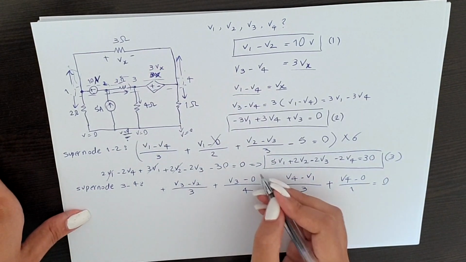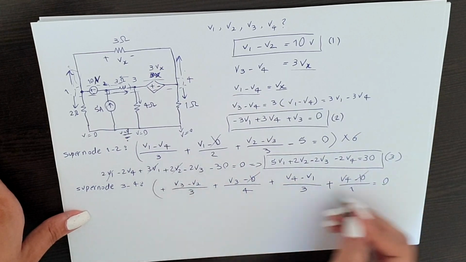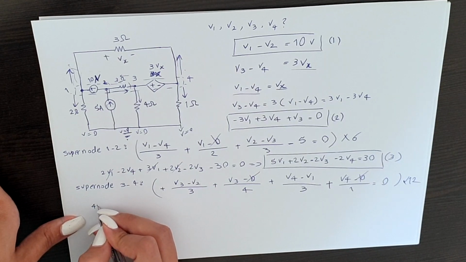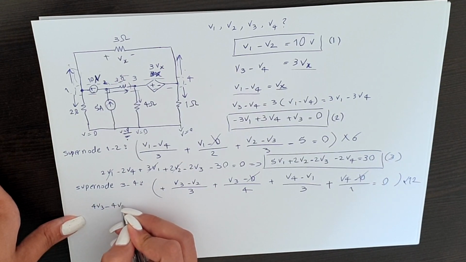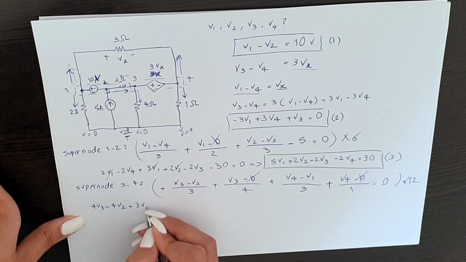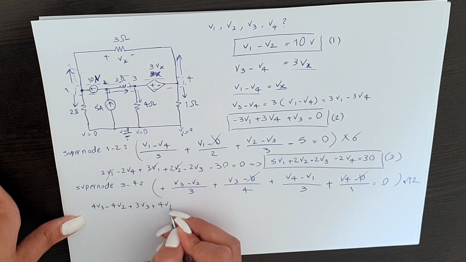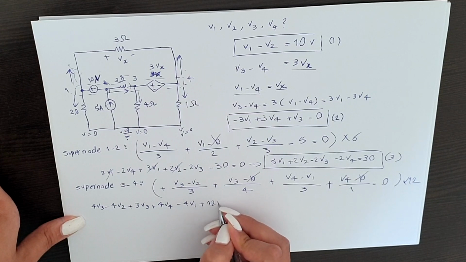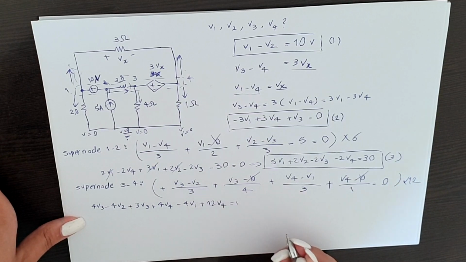So to make this easier, we multiply it by 12. And what it gives us is 4V3 minus 4V2 plus 3V3 plus 4V4 minus 4V1 plus 12V4 gives us 0.